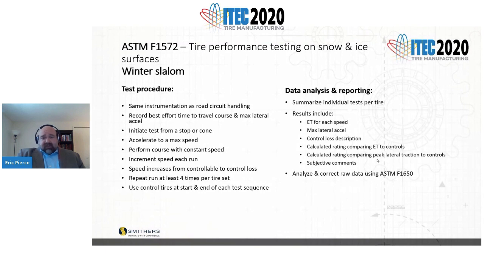Results are pretty simple. You want elapsed time, maximum lateral acceleration, description for the control loss, some calculated readings for the elapsed time, and then calculated readings comparing the peak lateral traction of each individual tire to the controls, and then subjective comments as well. Given your control tire data, this one can also be corrected using F1650.